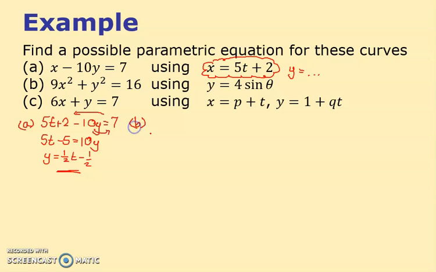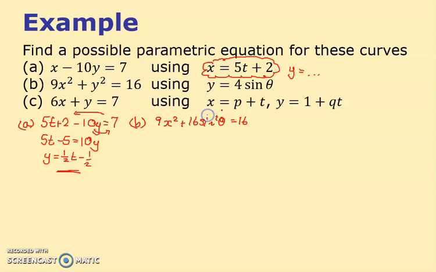I don't know. B, I've got y is 4 sine theta. Well, it's so tempting, isn't it, just to think to yourself, I know what this is going to be because I've used that cos squared plus sine squared so often. I won't. I'll do it properly. 9x squared plus, well, sine, it says y, and that's 4 sine theta. That's 16 sine squared theta equals 16.